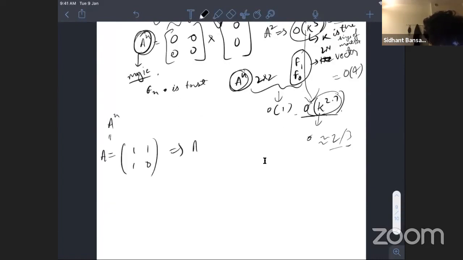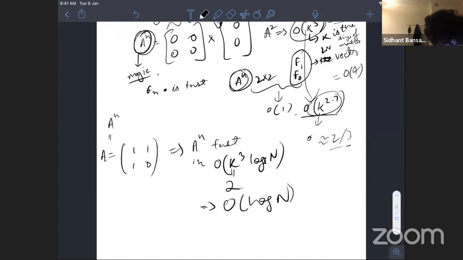Now you need to find a to the n fast. That is in order k cubed log n. Here k is again 2, which basically means order log n, because 2 cubed is pretty small, just ignore it. So 8 log n, so it's log n. That's how fast I want it to be. I don't know right now what the method is.